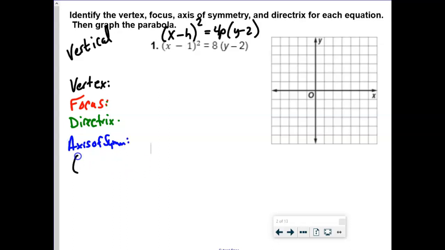And then the other thing I'd like you to find with me is another ordered pair besides the vertex that we can use to plot, and then we'll use symmetry to plot another one, which means that we're going to want to rearrange the equation. We're going to want to solve it for y.